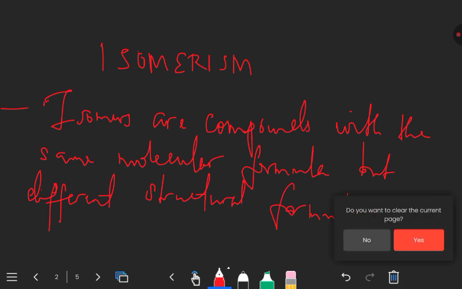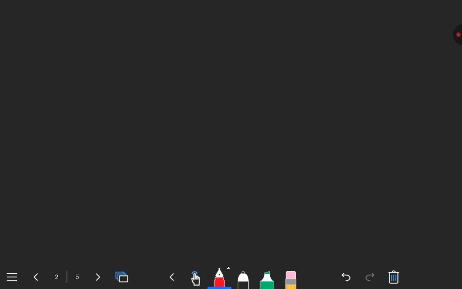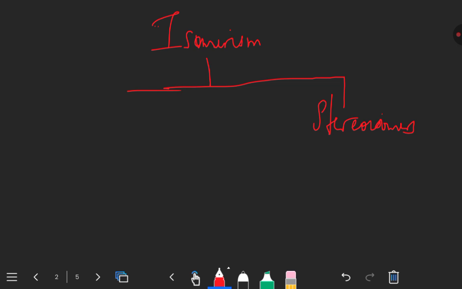So now let's break these isomers or isomerism down. So I'm going to say isomers on top, or isomerism. So there are two major types of isomerism. We have what are known as stereoisomers and the other type we have are called constitutional isomers.